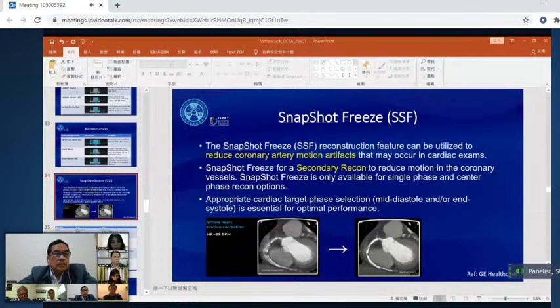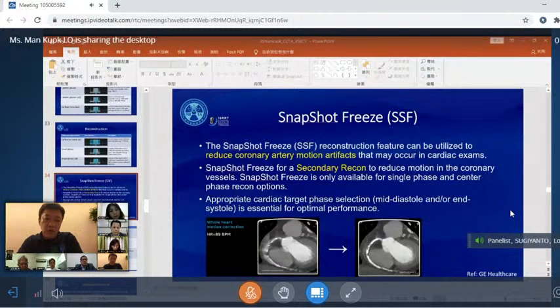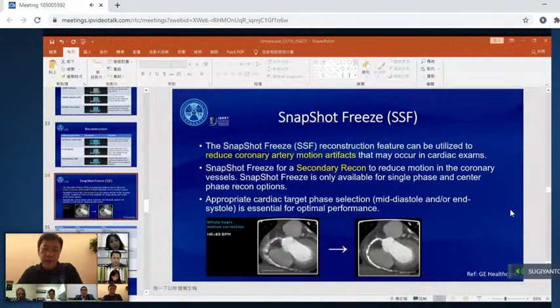Today we have two types of scanners, one is Canon, the other is GE. We also have Siemens in the market, which has a dual source. With dual source, the temporal resolution will be very short. Temporal resolution is the most important for CCTA, because when the heart rate is very fast, the temporal resolution must be very short. If it is not short enough, the image will be blurred.